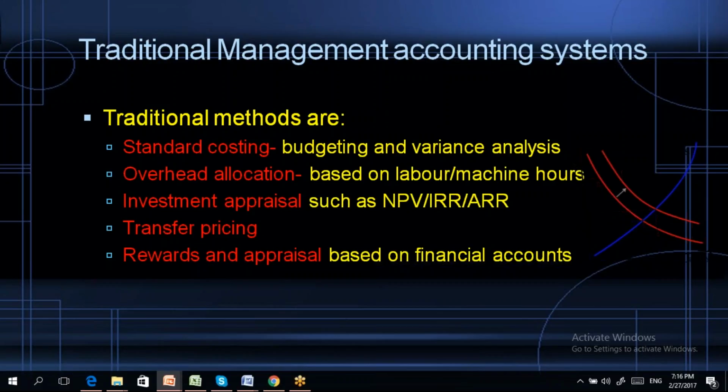Earlier we thought all the overheads were moving based on the machine hours or labor hours. But we know that's not true, because the rent won't move with the machine hours, rent won't move with the labor hours. So because of that, now we try to go on the basis of the activity and the cost driver, which is driving the activity.